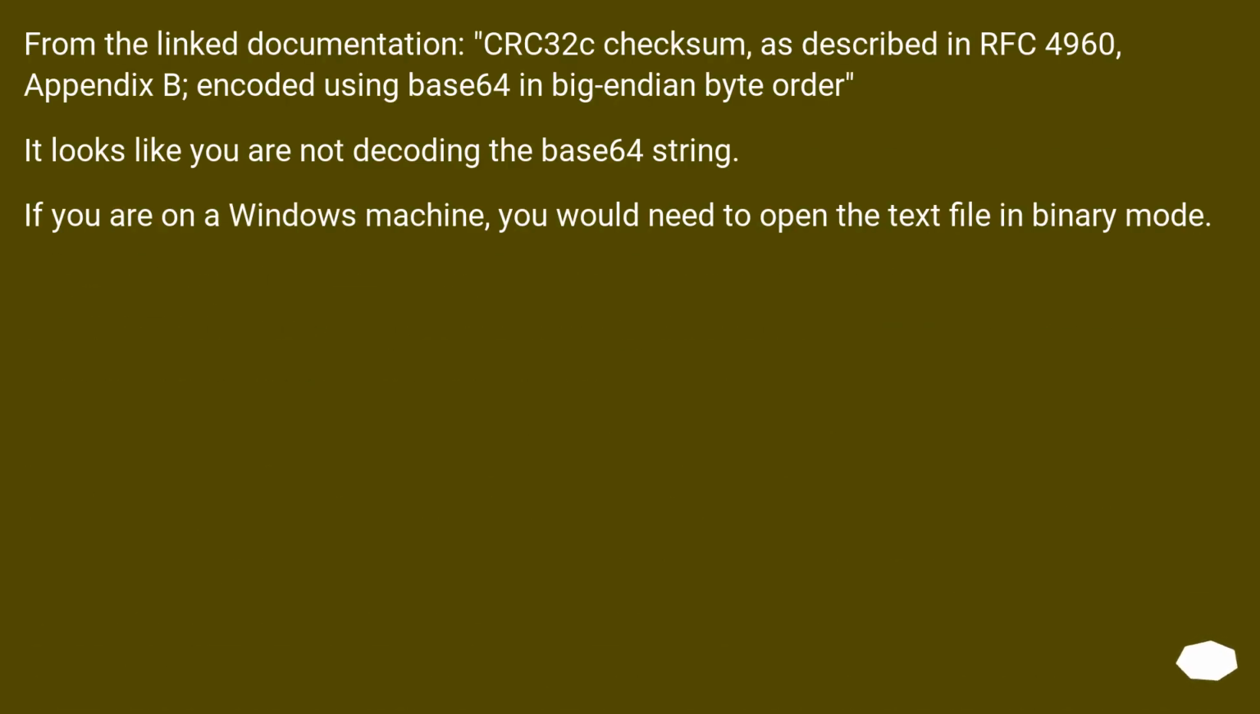From the linked documentation, CRC32c checksum, as described in RFC 4960, Appendix B, encoded using base 64 in big endian byte order. It looks like you are not decoding the base 64 string. If you are on a Windows machine, you would need to open the text file in binary mode.